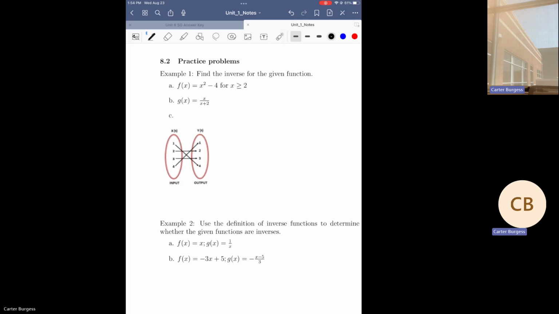So think of f of x here as just y. This is like y equals x squared minus 4 as our original function. And what we're doing with that is, instead of y equals x squared minus 4, we want x equals y squared minus 4. And then we try to get y.